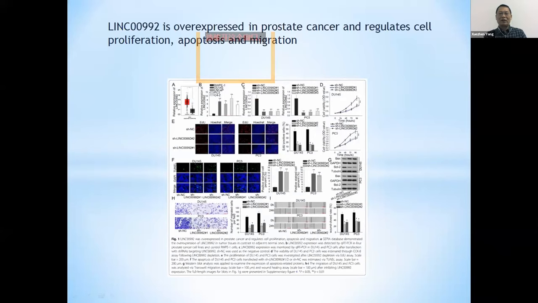Now, I would like to introduce the results of the paper. There are five slides for the results. Let's see the first slide. The first slide is for the first gene, link 0092.